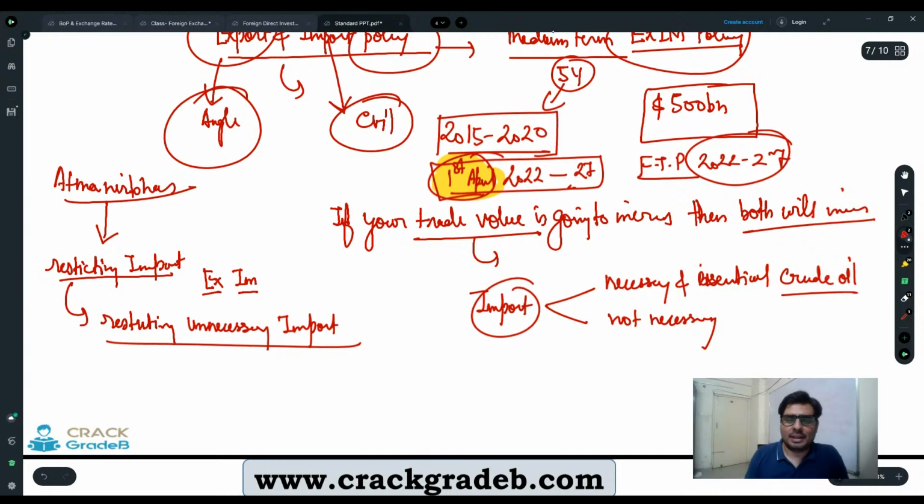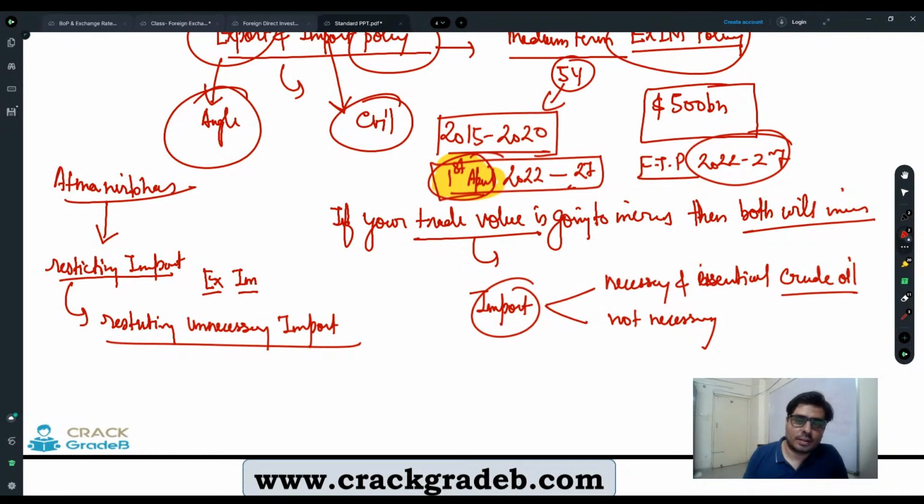They have been making this announcement for the last 1.5 years. They said 1st April 2021, then said no, 1st September 2021. Now finally they are saying that on 1st April 2022 they are going to come up with the new FTP, foreign trade policy. So let's see, today is 15th of March.